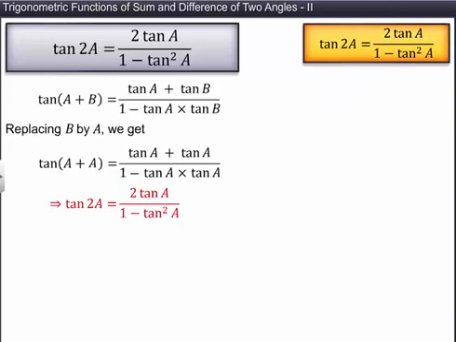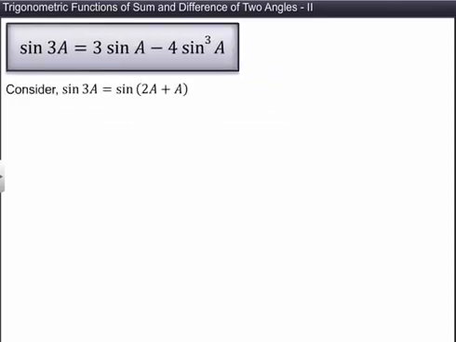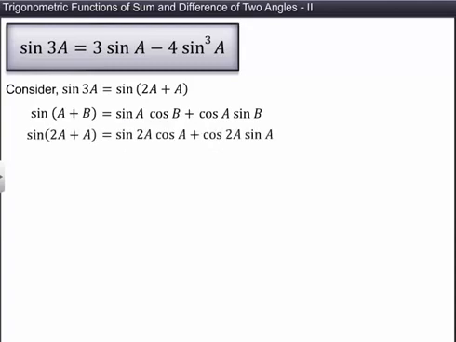Now, let us learn some formulae that involve an angle 3a. The first is sin 3a is equal to 3 sin a minus 4 sin cube a. Consider the left-hand side. Sin 3a can be written as sine of 2a plus a. Recall that sine of a plus b is equal to sin a into cos b plus cos a into sin b. So, sine of 2a plus a can be written as sin 2a into cos a plus cos 2a into sin a.